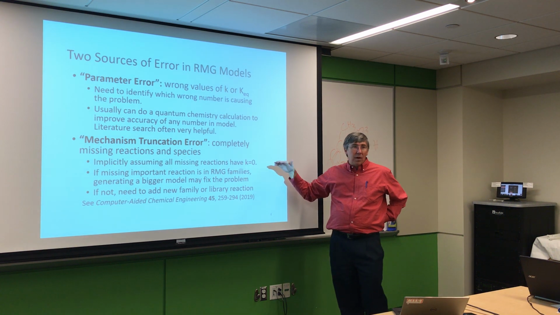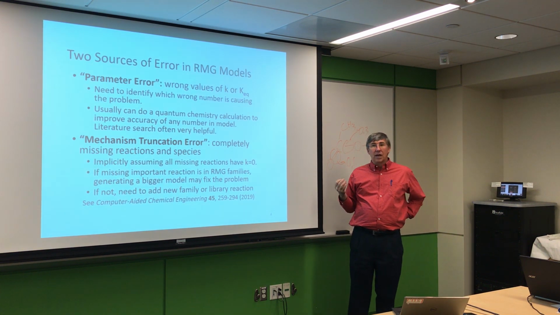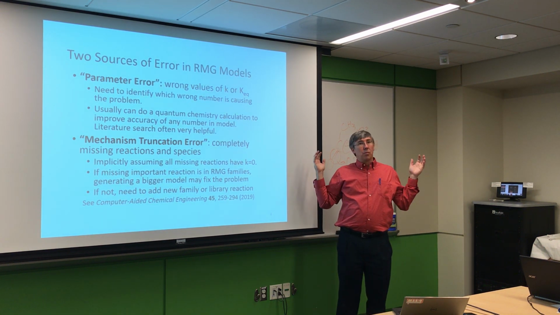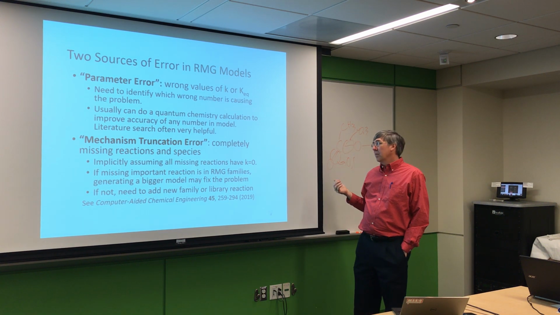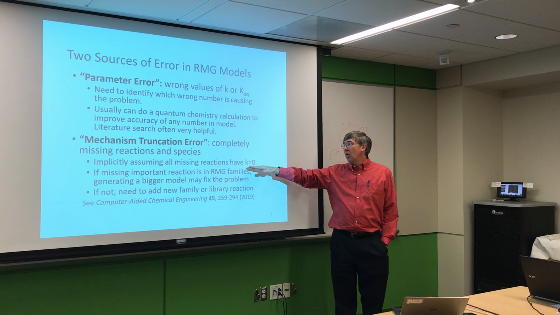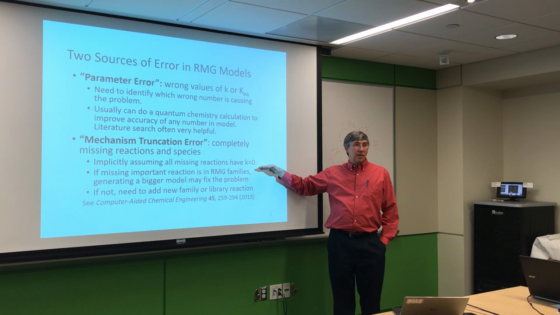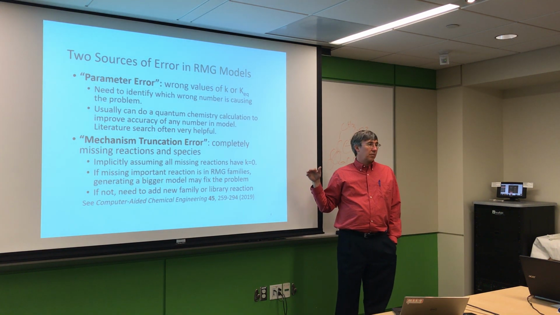The other reason why the models are wrong is we don't have the right reactions in the models. We have a thing called mechanism truncation error, that we've cut off the reaction system somewhere. And we're not worried about every side reaction that might possibly be happening in our system. What we're implicitly assuming is all the missing reactions have k's equal to 0. But k equals 0 is a lot different than the real k values. So this is a pretty drastic assumption for those rate coefficients.